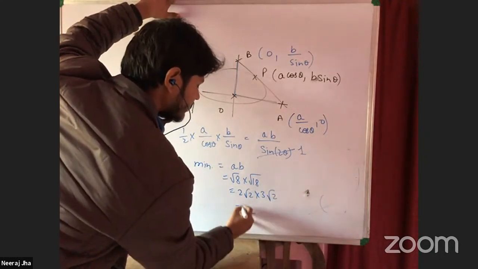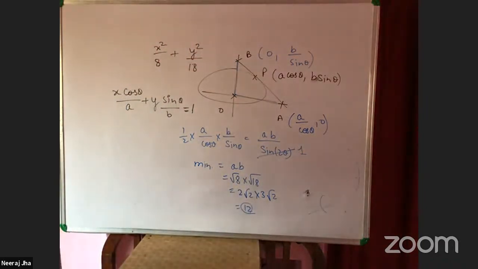4 3s are 12. 12 is the answer. Now you understood? Achha, initially why didn't I take A? Because it was in root. That is why I didn't take A initially.